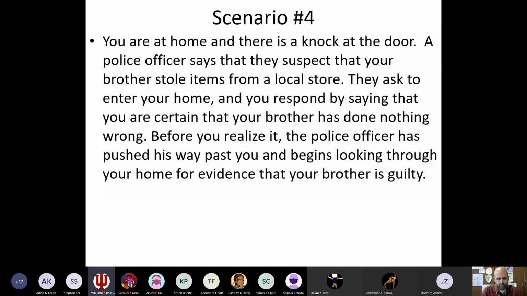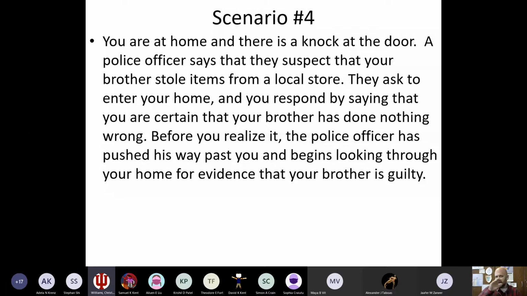Maya, what do you got? This is a violation of the Fourth Amendment, which protects you from unwarranted search and seizure. The officer did not have a warrant, therefore he is not able to enter your home and look through it. No, that's exactly right. Thank you. It doesn't mention anything about a warrant. It also doesn't mention anything in the description that the police officer has probable cause to enter.